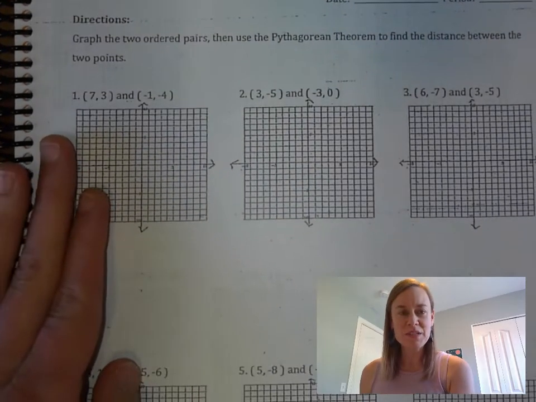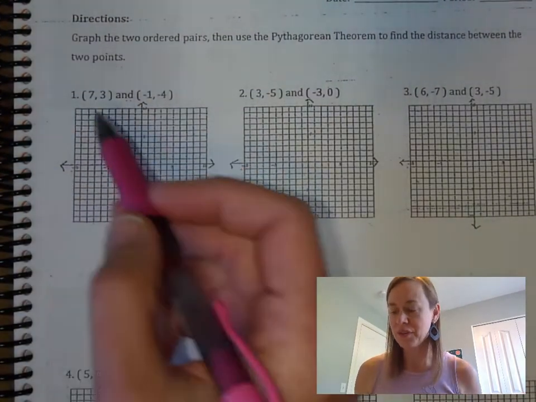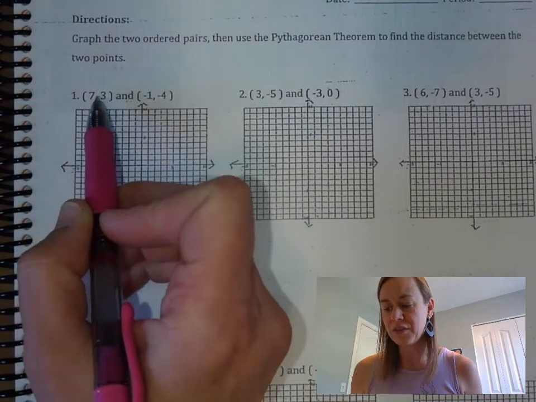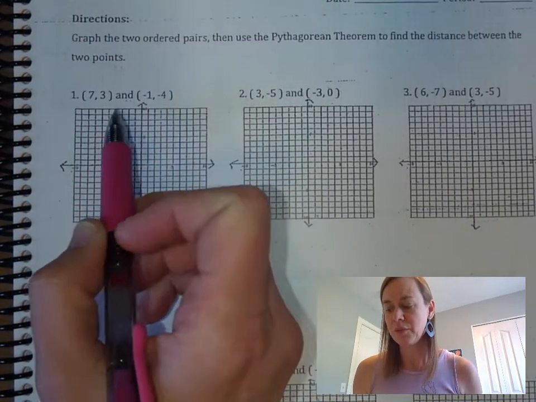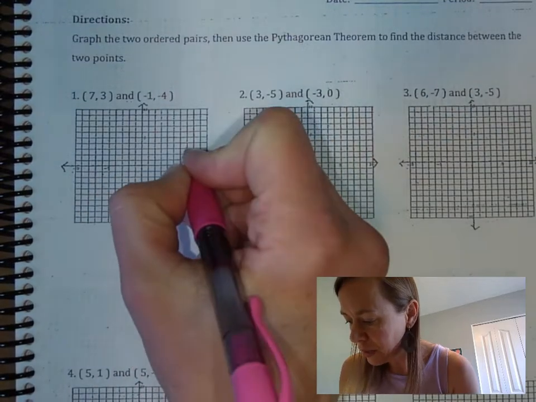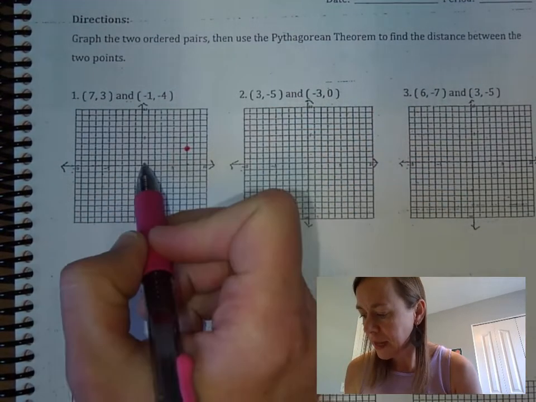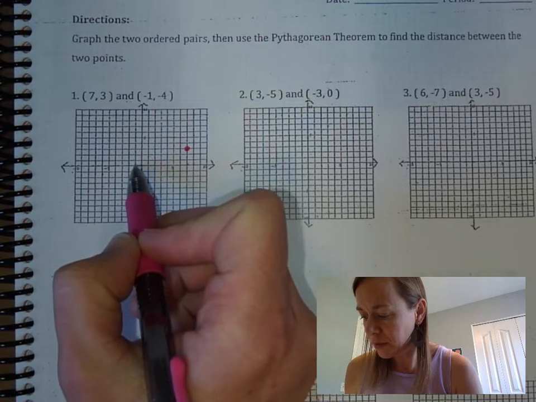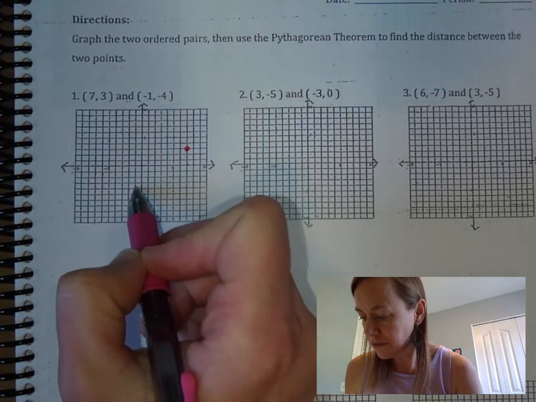So the distance between 2 points. Step 1 here, put the 2 points on the graph. So we have 7, 3 and we have -1, -4. So 7, 3, let's go to 7 and go up 3. We've got it right there. And -1, -4. So I'm going to go -1 and then down 4.